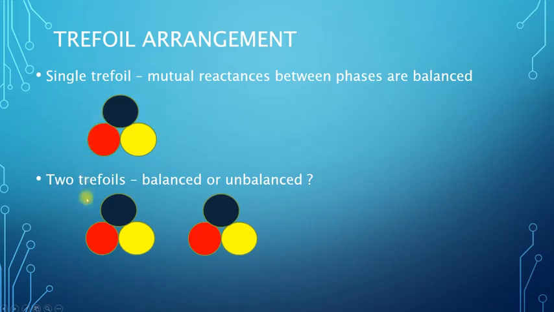If we have two trefoils, which are themselves individually balanced, will the overall circuit comprising the two parallel three-phase circuits be balanced or unbalanced? Will current circulate between the two individual trefoils which are themselves balanced? And this was the question which originally motivated me to look at this issue.